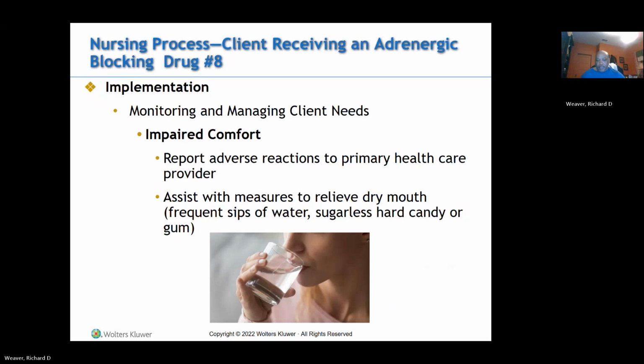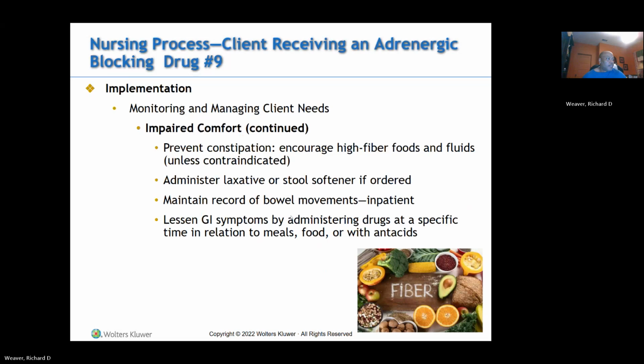There are some simple nursing measures that we can take to provide more relief for these patients. For example, telling the patient to sip water or suck on a piece of hard candy can relieve the dry mouth. So we have to think about some of the things that we can do to provide some relief.